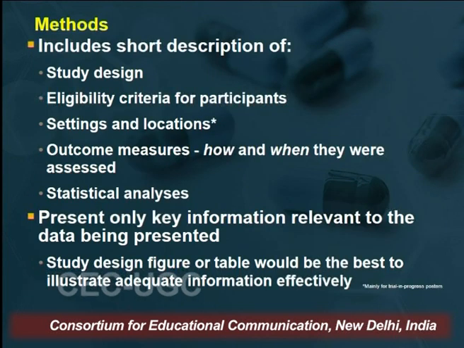Then comes the method section, where you include a short description of your study design, eligibility criteria for participants, setting and locations, outcome measures, how and when they were assessed, and statistical analysis in greater detail. Present only the key information relevant to the data being presented. A study design figure or table would be the best to illustrate adequate information effectively.